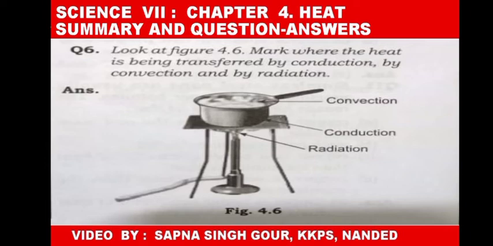You can see the heat from the flame is transferring through radiation, whereas from the teapot to the vessels it is through conduction, and whatever heat transfer takes place inside the liquid is through the process of convection. You can see in the figure it is labeled. In this way you can label it.